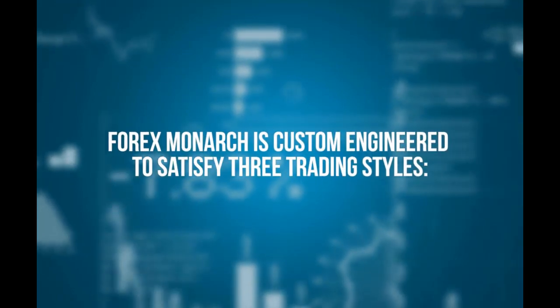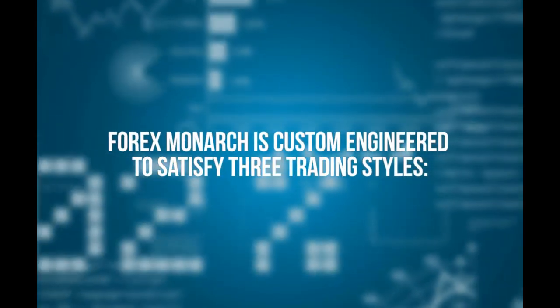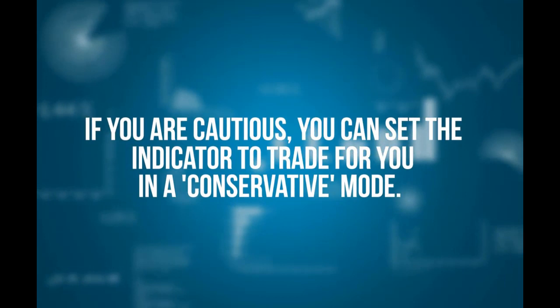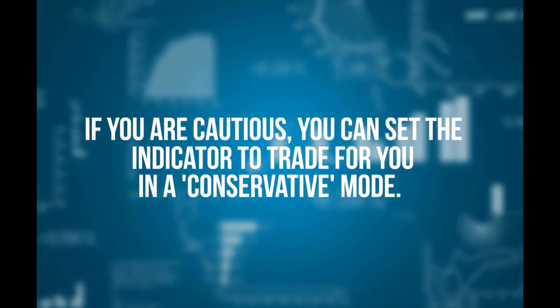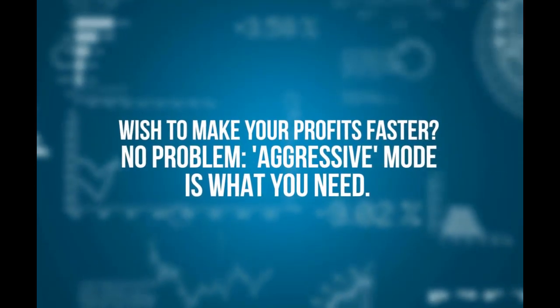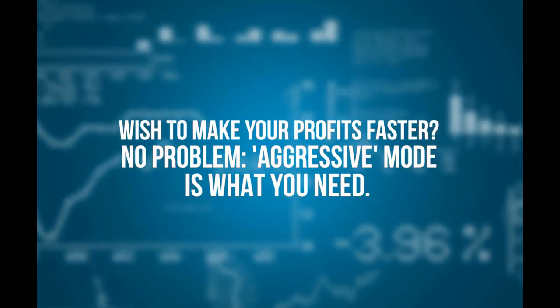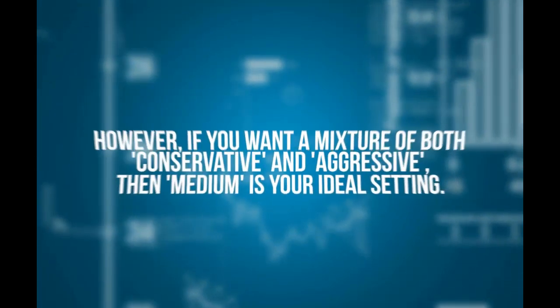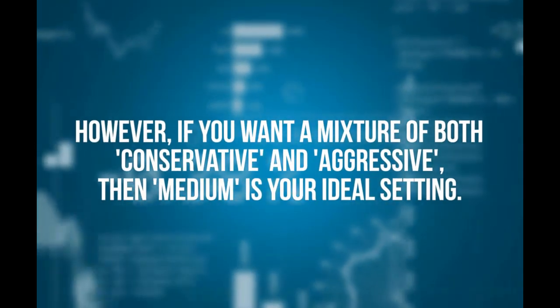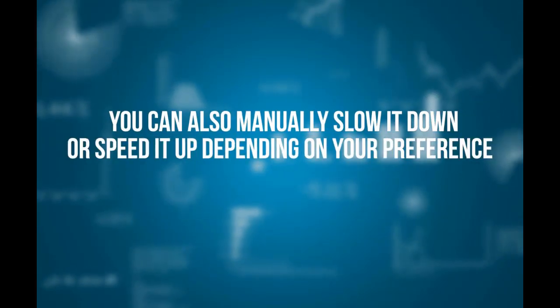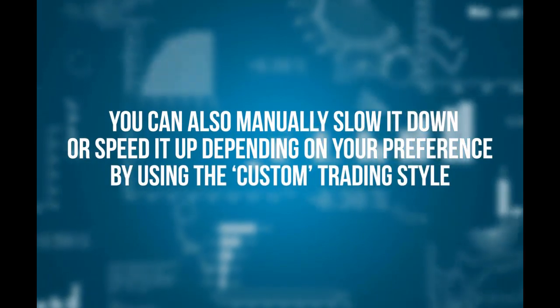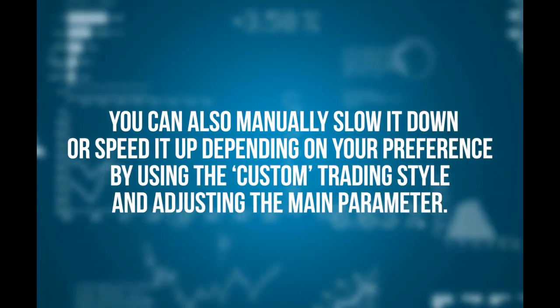Forex Monarch is custom engineered to satisfy 3 trading styles. If you're cautious, you can set the indicator to trade for you in a conservative mode. Wish to make your profits faster? No problem. Aggressive mode is what you need. However, if you want a mixture of both conservative and aggressive, then medium is your ideal setting. You can also manually slow it down or speed it up depending on your preference by using the custom trading style and adjusting the main parameter.